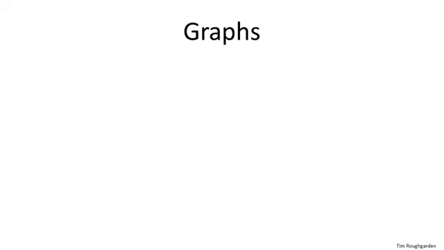So let's talk about graphs. Fundamentally, what a graph does is represent pairwise relationships amongst a set of objects. So as such, a graph is going to have two ingredients. So first of all, there's the objects that you're talking about.